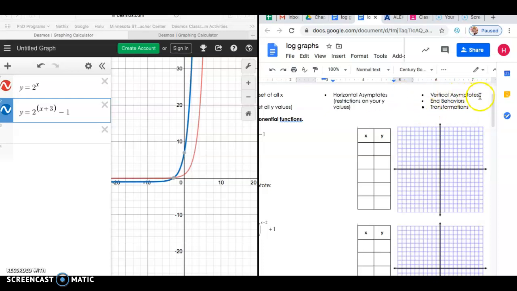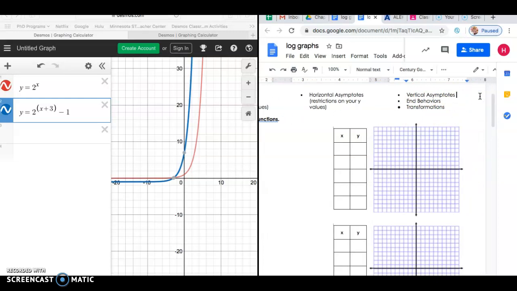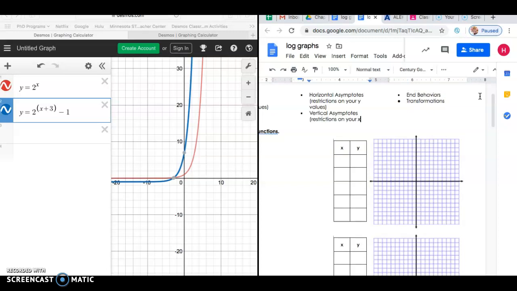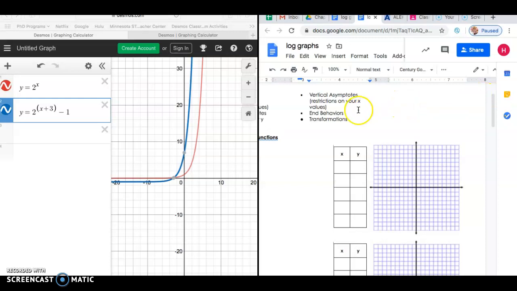Just as a heads up, you should be writing these down as I am typing them. So then vertical asymptotes, you guessed it, are going to be the restrictions on your x values. I don't know how to better explain that. Your end behaviors are going to be what your graph looks like as x goes to negative infinity, or as it decreases, and as x goes to positive infinity, as it increases. So you're going to write down your end behaviors. The definition would be: as x decreases or increases, what does y do?